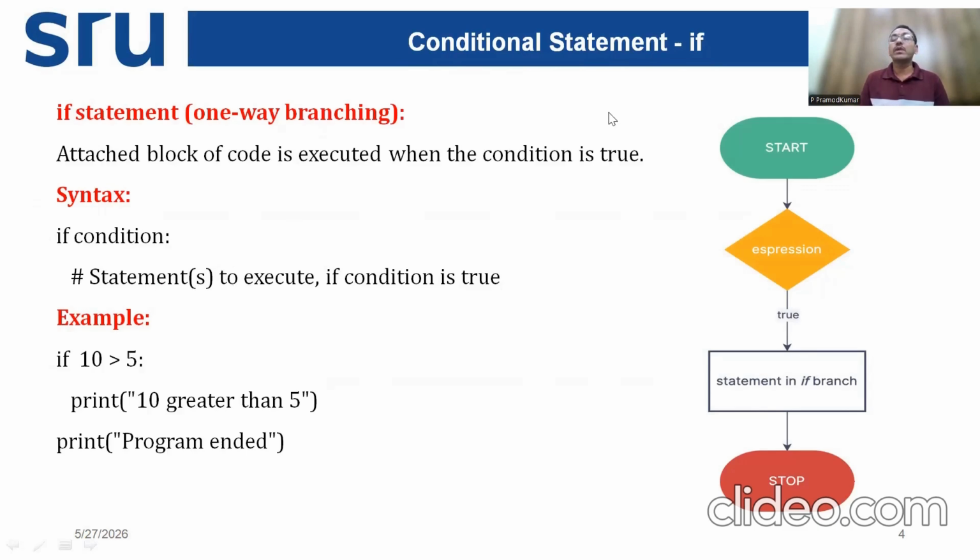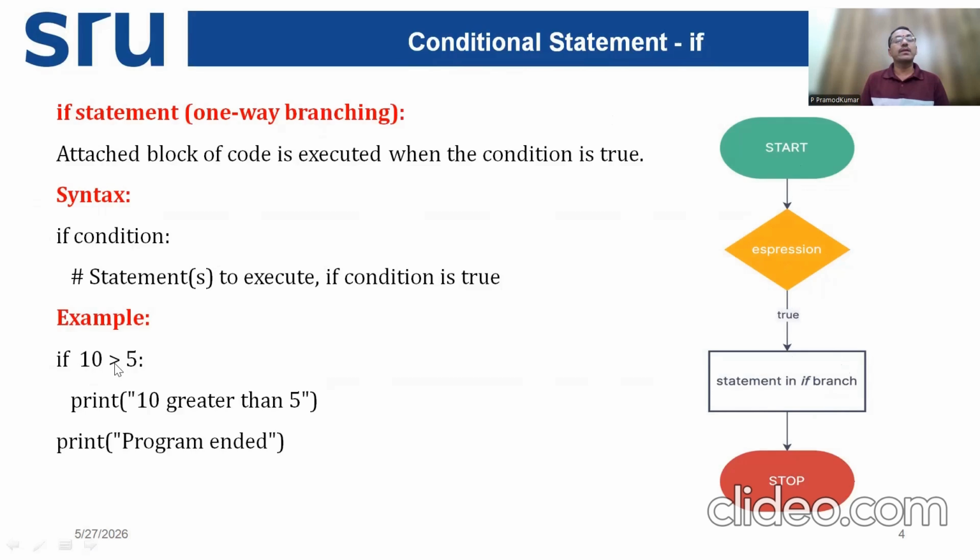Right? We'll look into the flow chart. Once the program is started, the control goes to an expression. This is a test expression, which is in a rhombus symbol, that gets evaluated. After evaluating that expression, if the result is true, the statement block gets executed. The statement block may contain a single statement or a collection of statements. Once all these statements are completed, the control goes to stop. So the program will be terminated.